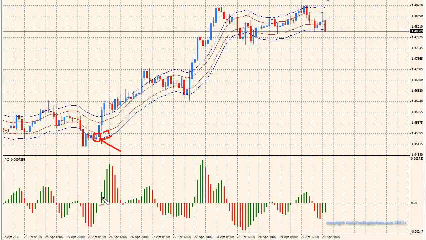Now, there are two types of strengths of this signal. There's a mediocre one, a little bit weak, and then there's another one which is much stronger. This particular bar, that particular candle right there, is the one that we need to be looking at.